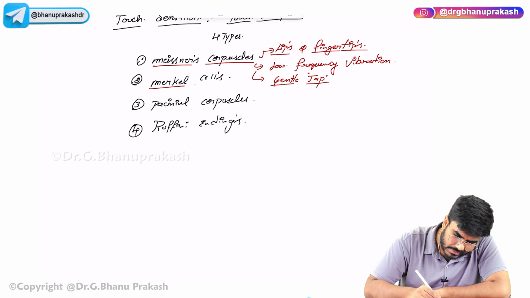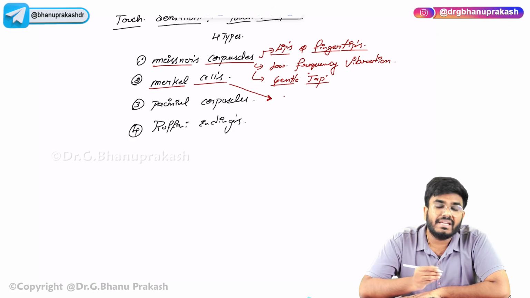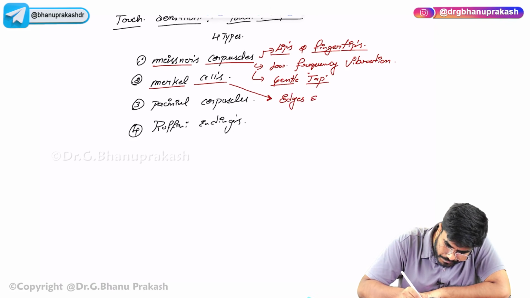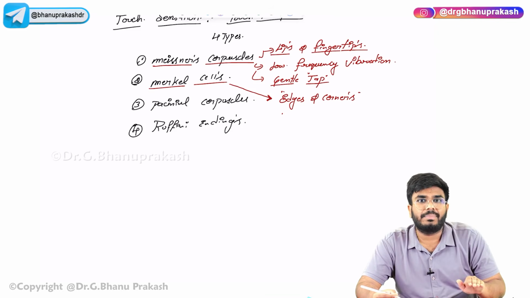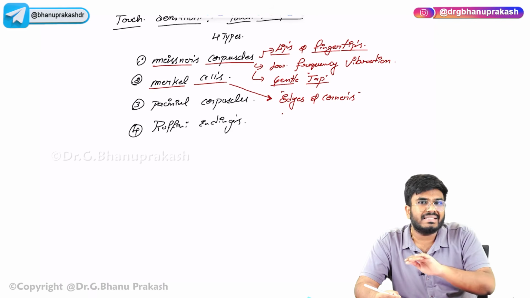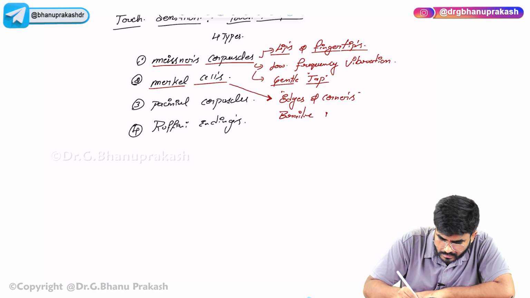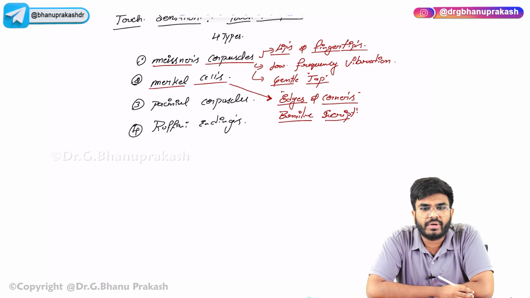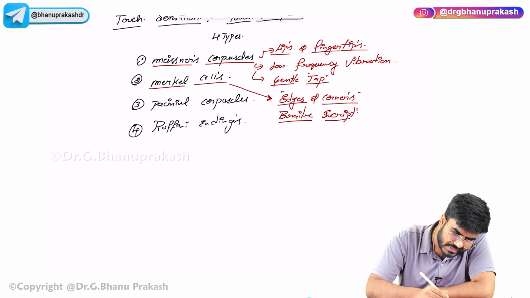Next, Merkel cells. These Merkel cells are going to help you identify edges and corners. Not only that, especially for blind persons, they help in understanding the script called the Braille script. So which touch receptors help in reading the Braille script? That is Merkel cells. These Merkel cells are sensitive to edges and corners, and they help in reading the Braille script.